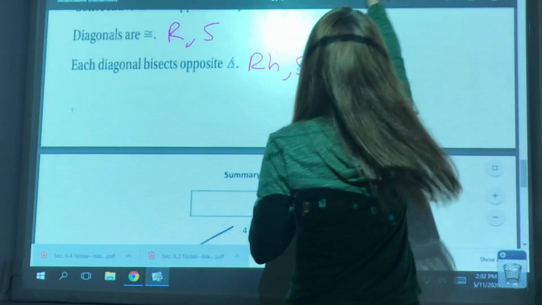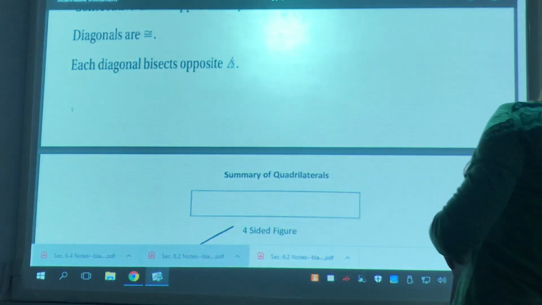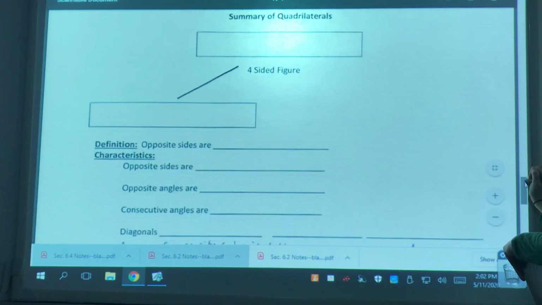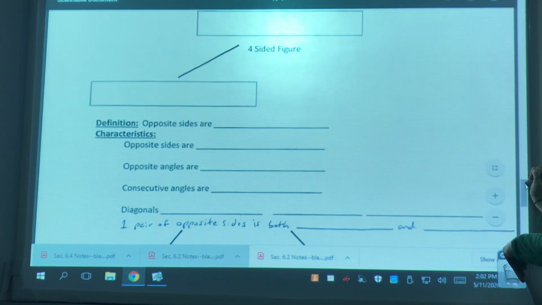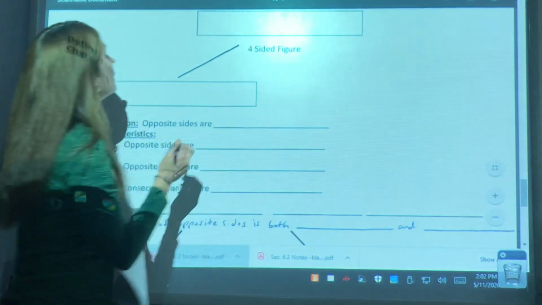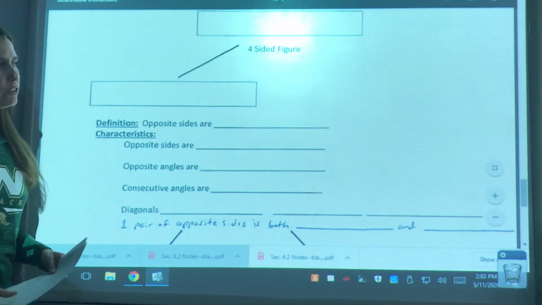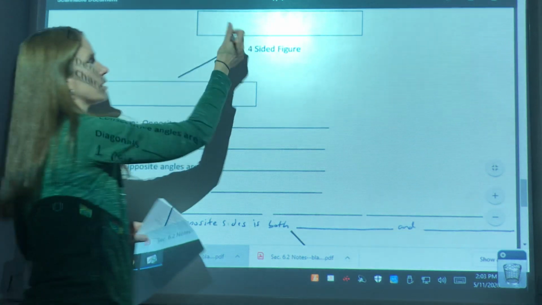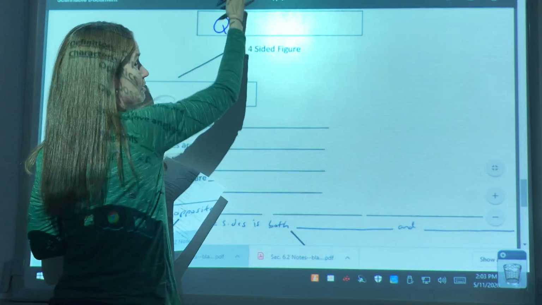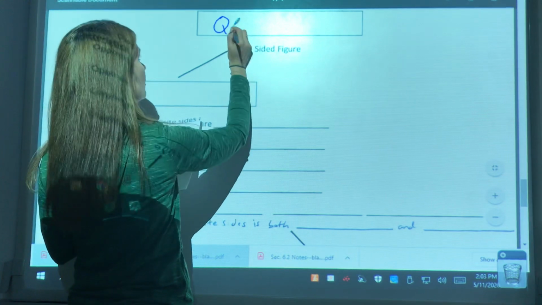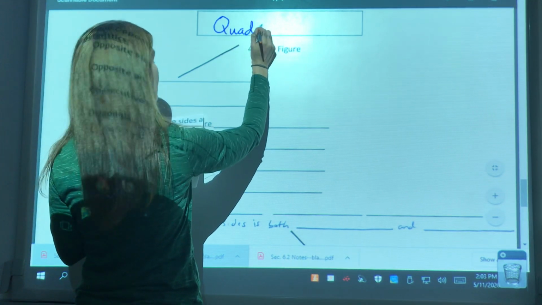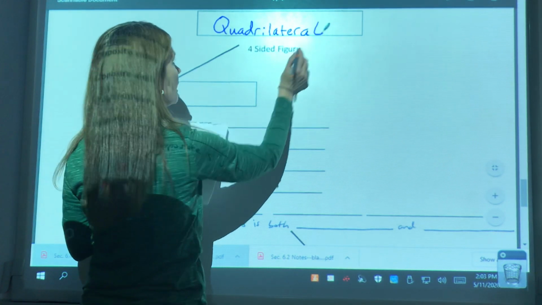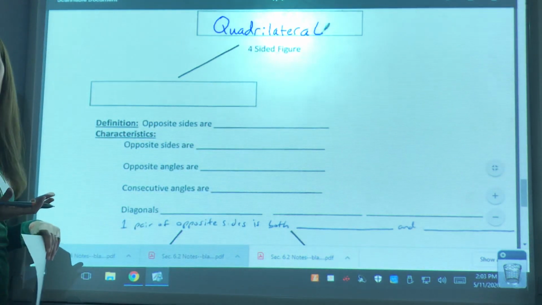All right, the last little bit here is the summary of the quadrilaterals. So, move it up a tad bit so you can see this part. This is just another good visual to put all of this information together. The very top box, you're going to put the word quadrilateral. It's written right above the box for you, but you're going to fill it in here. All of these shapes we're talking about are quadrilaterals. And a quadrilateral is a four-sided figure, a four-sided polygon.